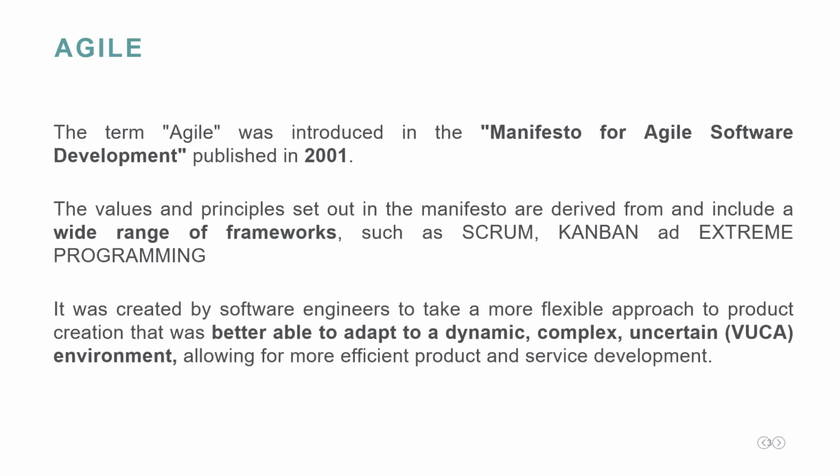So, what is Agile? The term Agile was introduced in the Manifesto for Agile Software Development, published in 2001. It was created by software engineers to take a more flexible approach to product creation that was better able to adapt to a dynamic, complex, uncertain environment, allowing for more efficient product and service development. The values and principles set out in the manifesto are derived from and include a wide range of frameworks, such as Scrum, Kanban, and extreme programming.